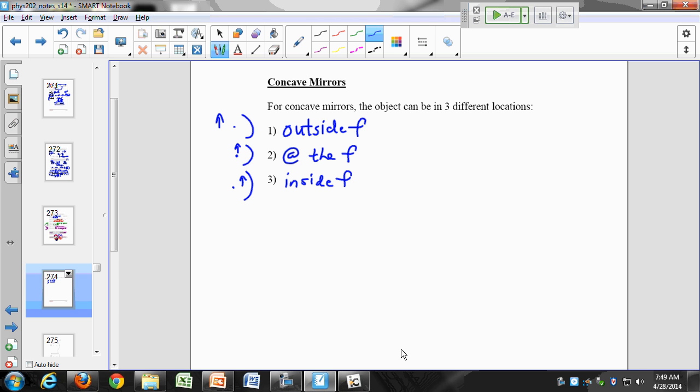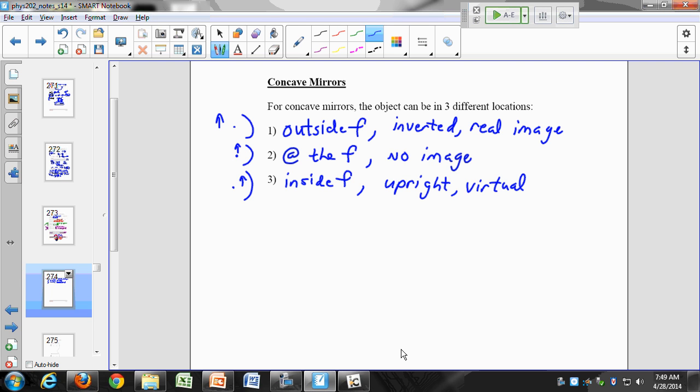So let me just sort of summarize this. We'll see these images in just a bit, but if you're outside the focal point, you will have an inverted, and it turns out to be a real image. Okay. If you're at the focal point, there's no image at all. Sort of in between those two images, the image just goes fuzzy in the mirror, and that's when you're at the focal point. There's no image at all. And if you're inside the focal point, you have an upright virtual image. And that image is bigger, a magnification greater than 1. It's bigger. That's like the makeup mirror.